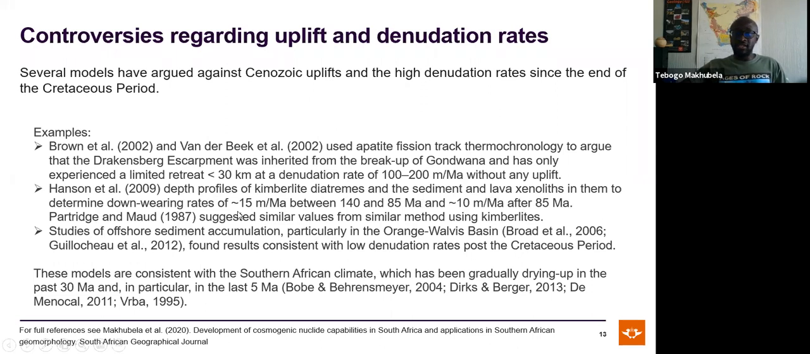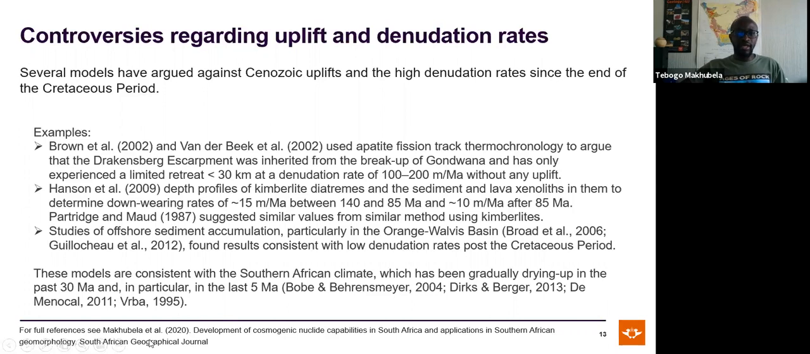And interestingly, in the Partridge and Maud paper, they do suggest similar values to the studies of Hansen et al. in 2009, whereby they suggested less than 10 meters per million years based on studies using the kimberlites. Studies of onshore sediment accumulation, particularly on the west, in the Orange and the Walvis Basin, also found similar results that are consistent with low denudation rates in Southern Africa since the Cretaceous period.